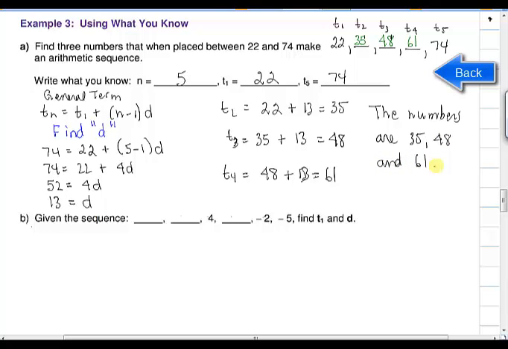Okay, so our second example here is similar to that, except that our unknown numbers are not in between two given numbers. So we still want to start by writing down what we know. In this sequence we've got space, space, 4, space, -2, -5. We've been asked to find T1 and d.